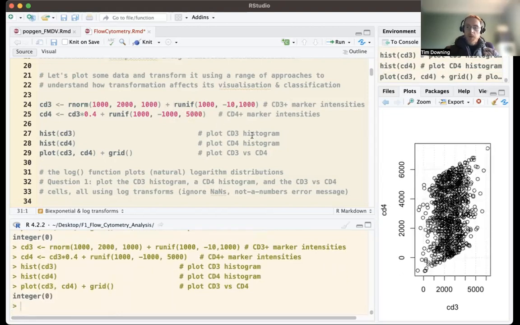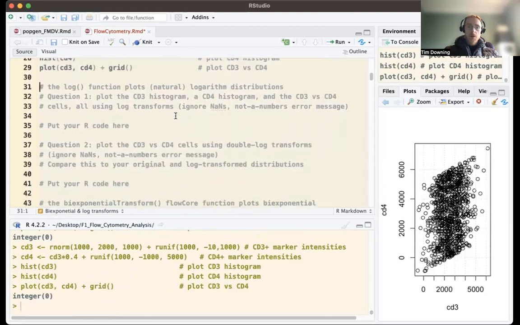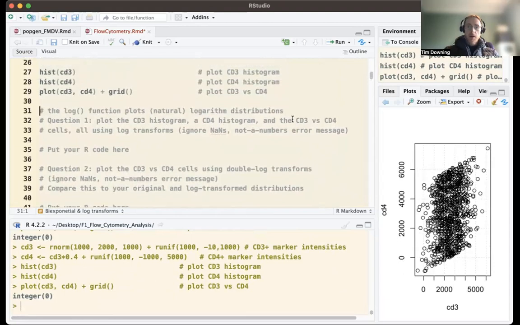Okay, so let's work with this. We have some negative values there for both ones. So you can try some of these questions yourself: to plot a CD3 histogram, CD4 histogram, and then the CD4 versus CD3 cells, all using log transforms.